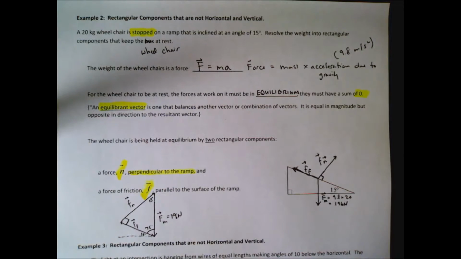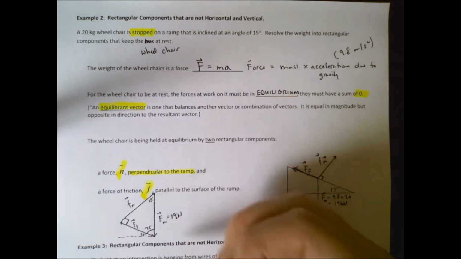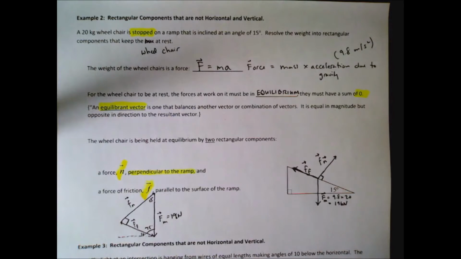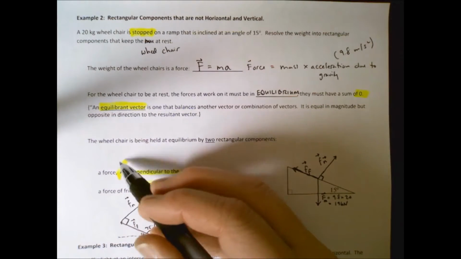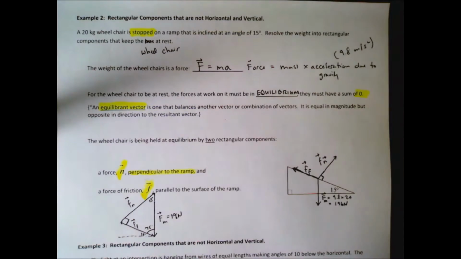So I've got this. Now what's the question here, Mr. Wills? You figured all these angles, you figured one of the magnitudes of the side length. What's the question here? I want to know what the force of the normal is, and I want to know the magnitude of the force of friction.